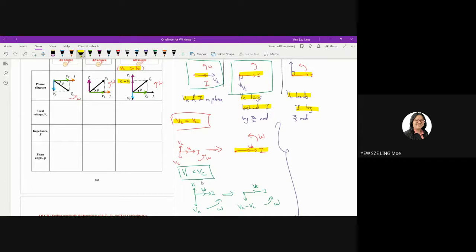All right, so I give you 2 minutes to write down the one on the right-hand side, the red one and the green one. You write it down first before we continue to complete this table.